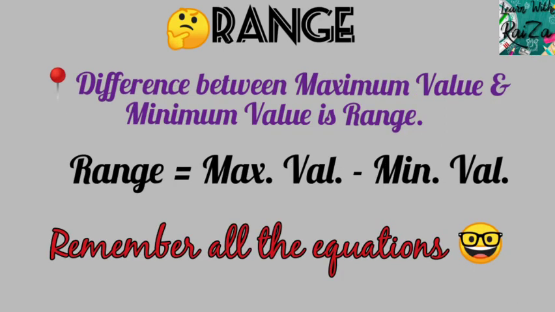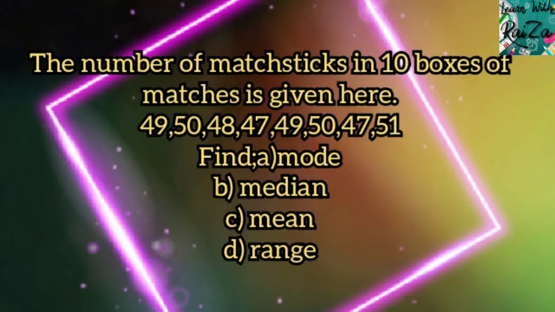The next representative is the range. What is range? The difference between the maximum value and the minimum value. We talked about that in the previous question. It's very easy to remember. Remember all the equations, they are very important. Right. Let's go to the question.